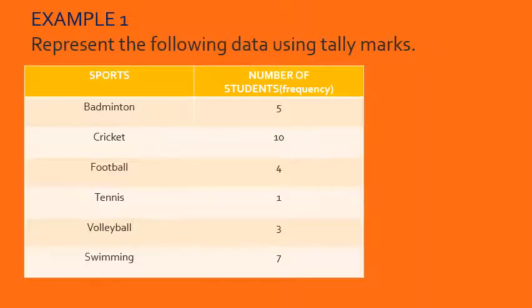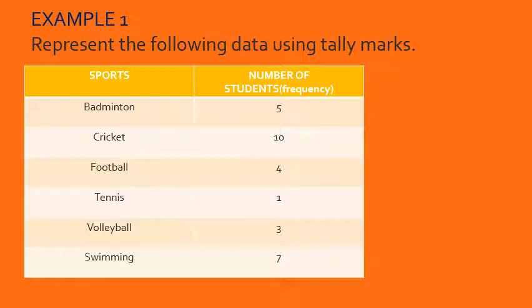Let's do the first example. Represent the following data using tally marks. Here you can see we have two columns. The first column has sports and the second column has the number of students playing each sport. For badminton we have 5, for cricket we have 10, football 4, tennis 1, volleyball 3 and swimming 7.